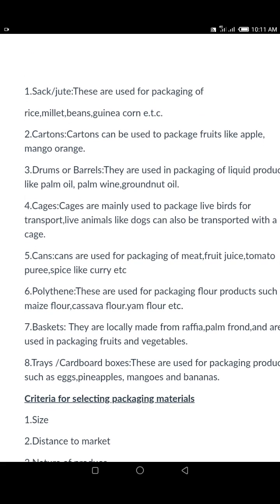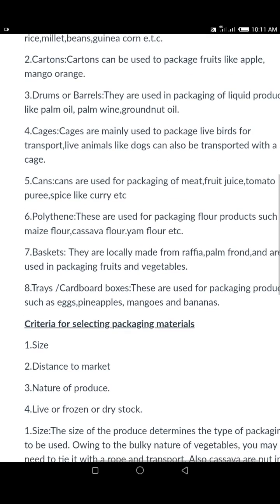Then let's talk about the cans. Cans are used for packaging of meat, your fruit juice, your tomato puree, your fish like your sardine. You can pack them in cans. Your beans, your corned beef, spice like curry and thyme are also packaged in cans.